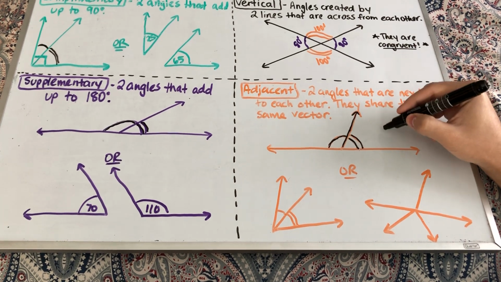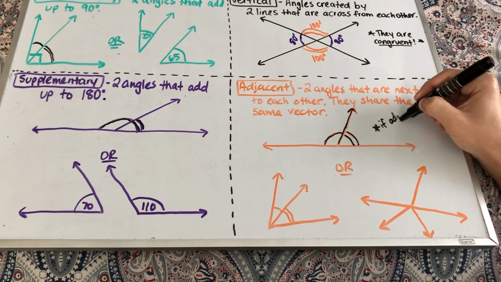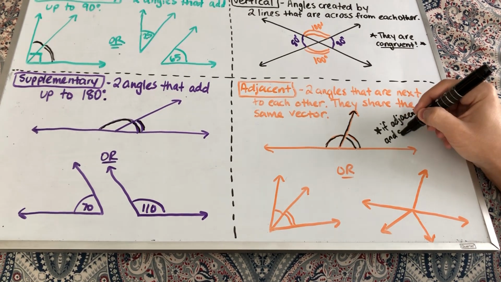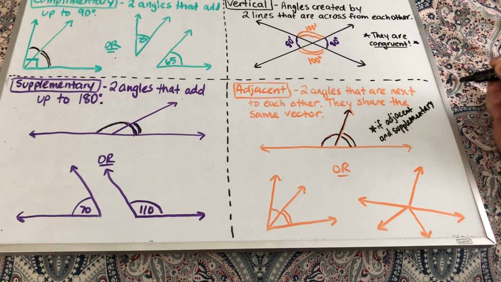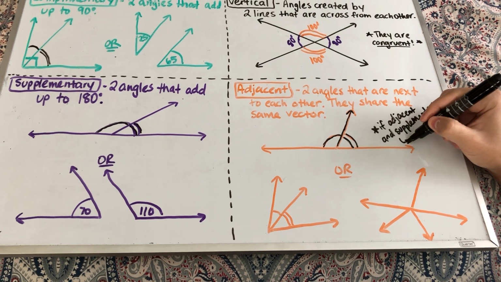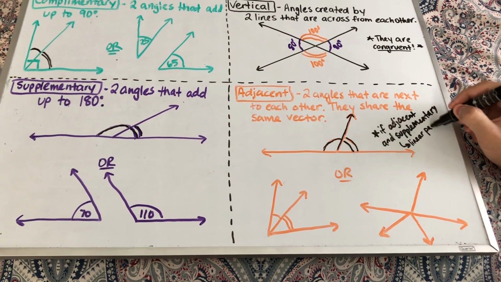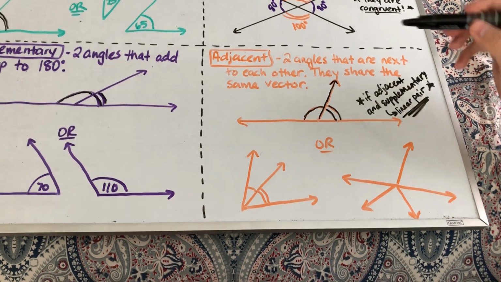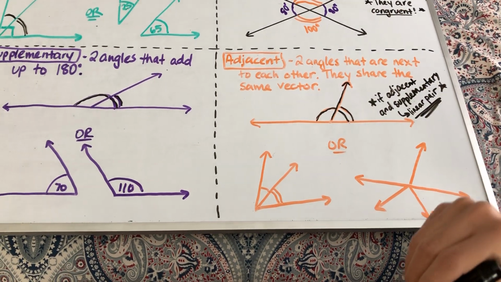So here's something really important to know. If angles are adjacent and supplementary, that is known as a linear pair. We're going to talk about that again later on, but you don't need to know that for the assignments, but it is very common in geometry. All right, so these 2 are linear pairs. They're adjacent and they're supplementary.